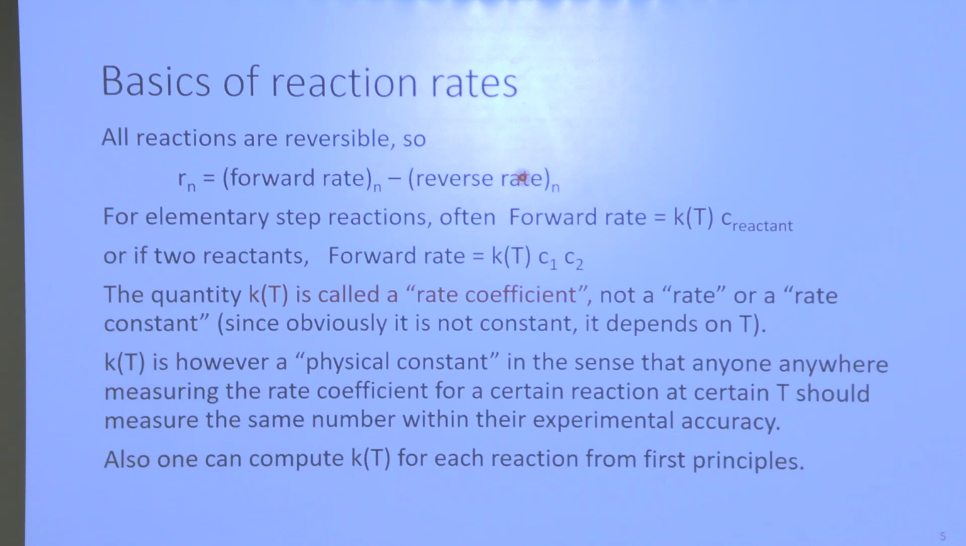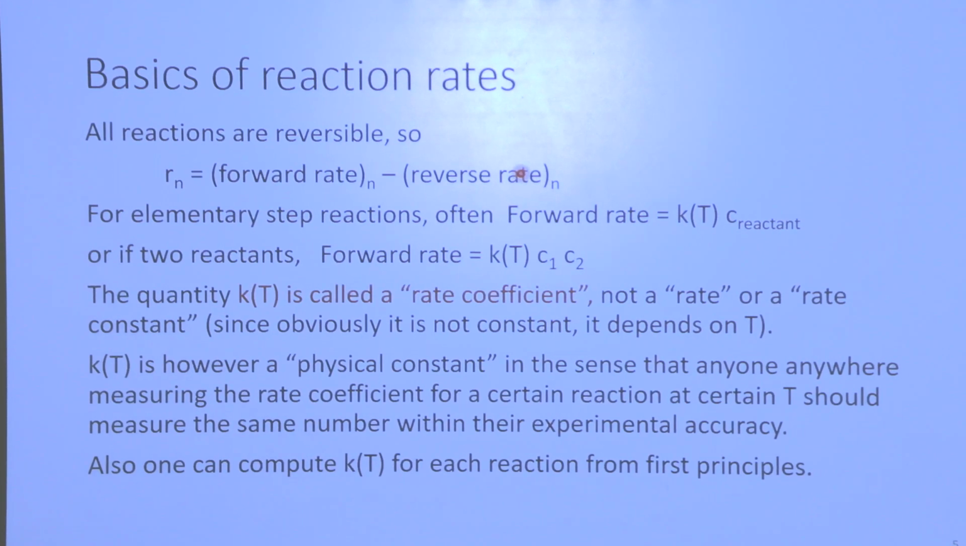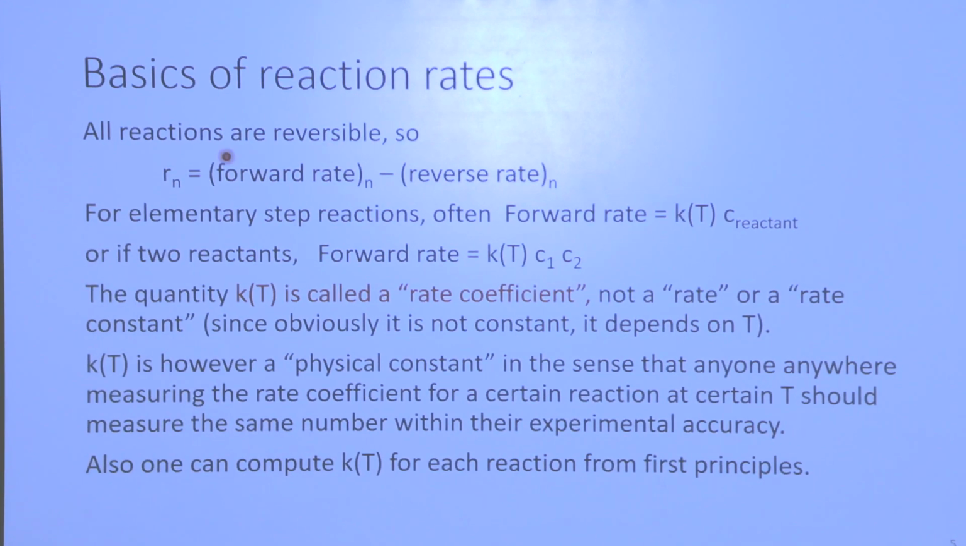Reactions are reversible by the second law of thermodynamics. So we have a rate of a reaction, and it's like a forward rate of that reaction minus the reverse rate. This is like the net rate of the reaction. If you have an elementary step reaction, typically the forward rate can be written as a rate coefficient times the concentration of a reactant or a couple of reactants multiplied together, like this. And this K of T thing is called the rate coefficient.